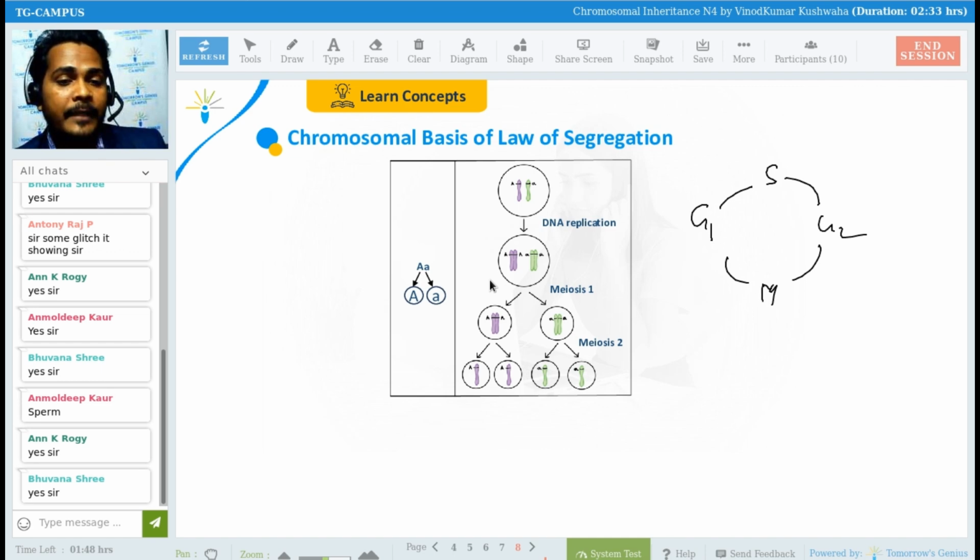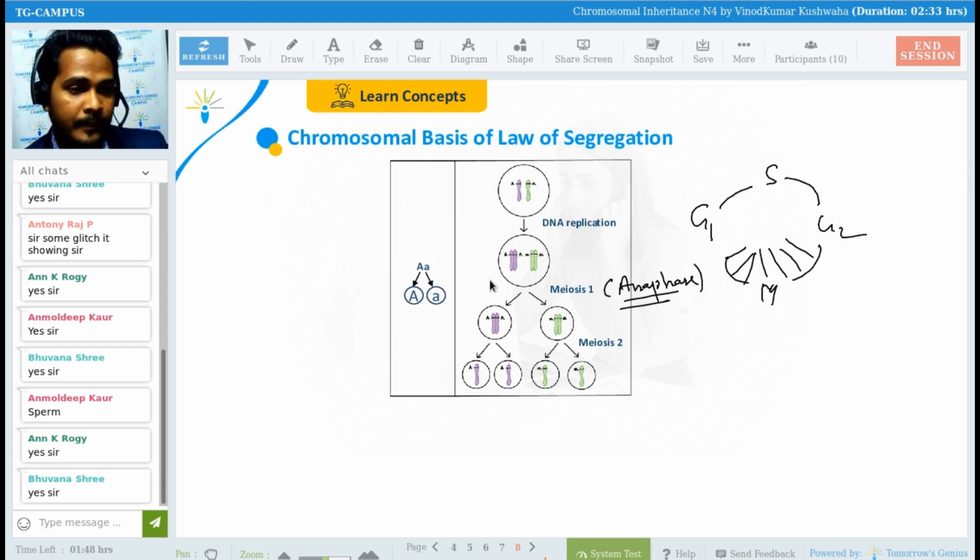At the time of gamete formation, homologous chromosomes bear the factors called genes, and the pair segregates in anaphase 1 of meiosis first. You can see that meiosis first takes place in the anaphase stage, and you know very well that anaphase takes place in the M phase. M phase is divided into several parts: prophase, metaphase, anaphase and telophase. You have already studied this in your 11th standard, and in lower standards.